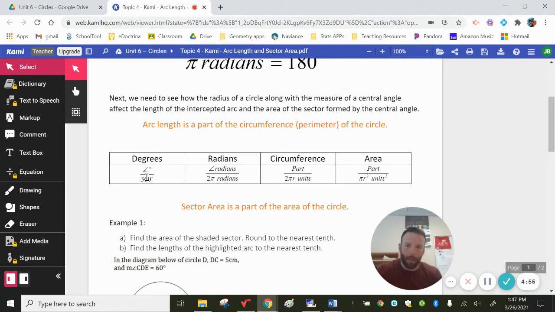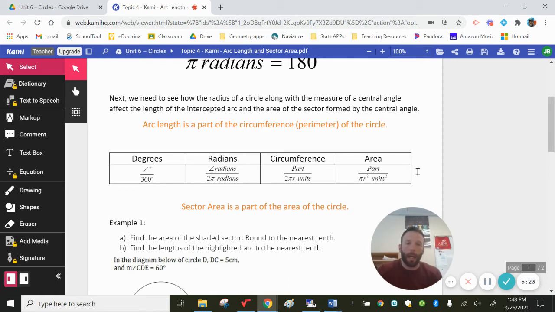Okay, so now what you see on the table here is we have measuring an angle in degrees or measuring an angle in radians. And basically, I'm making this a ratio. How much is the angle measure out of the whole? So it's like part out of whole. And what we're going to see is that we're going to use these ratios to create a proportion to solve for how long an arc is or how much area a sector of a circle covers.